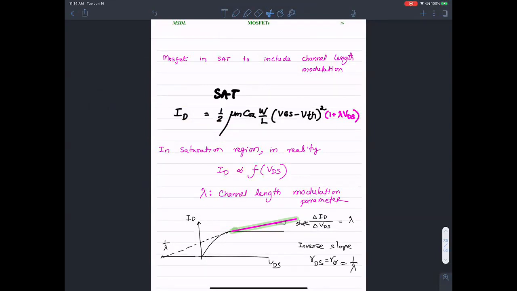I have a question, Professor. Yes. So in here, we are considering the effect of change in VDS. But why do we call this channel length modulation? Thank you. That's a perfect segue for me to move on to the underlying phenomenon that causes this.